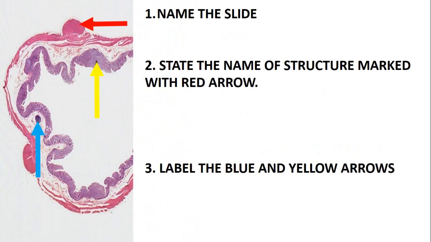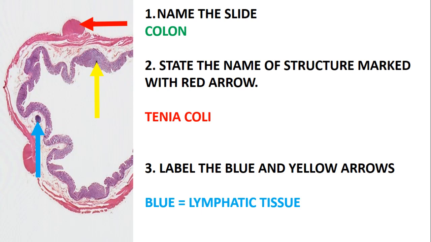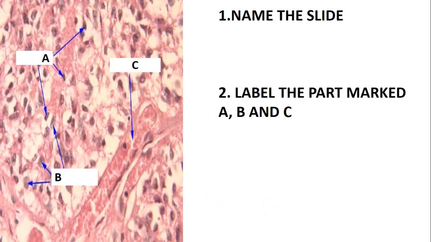Let's quickly move on and look at the next question. Name the slide. If you look at this slide, it is just the colon. State the name of the structure marked with the red arrow. The structure marked by the red arrow is just a group of muscles, and these muscles are known as tenia coli. Label the blue and yellow arrow. The blue arrow is just showing the lymphatic tissues, and the yellow arrow is just showing the mucosal glands.